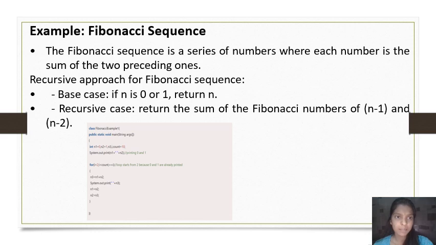The next is an example of the Fibonacci sequence. The Fibonacci sequence is a series of numbers where each number is the sum of the two preceding ones. Now the recursive approach for the Fibonacci sequence. The base case is: if n is 0 or 1, we return n. In the recursive case, return the sum of the Fibonacci numbers of n minus 1 and n minus 2.